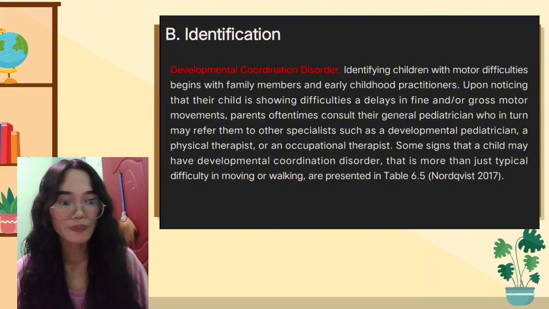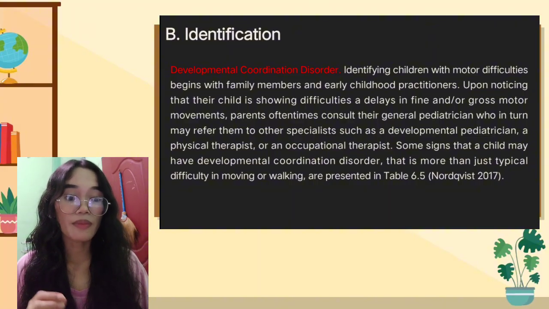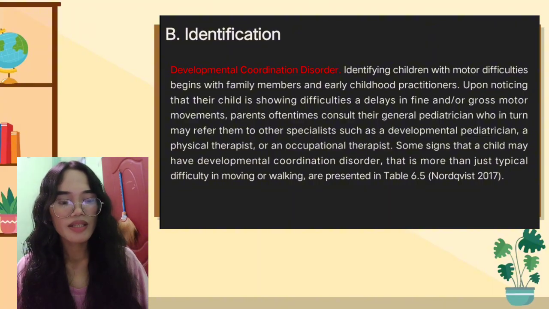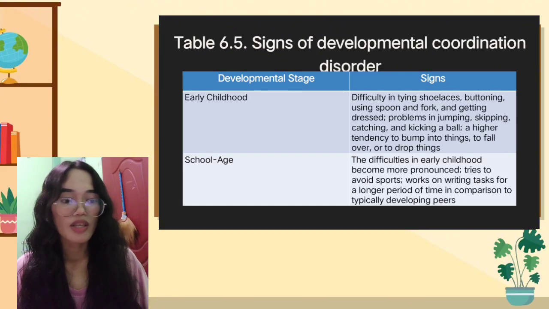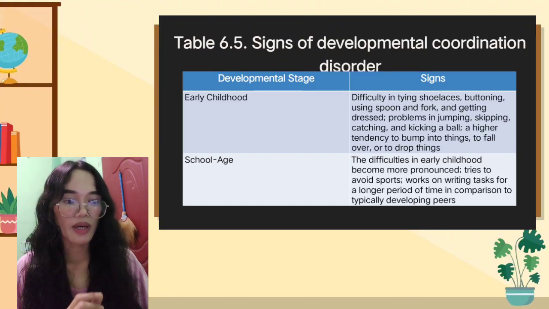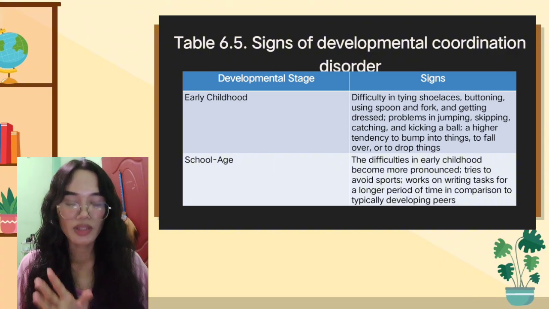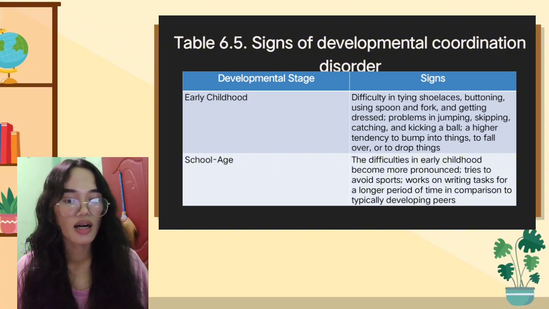So some signs that a child may have developmental coordination disorder is that is more than just typical difficulty in moving or walking are presented. So, meron tayo ditong sa table 6.5. Ito yung mga sign of developmental coordination disorder na makikitaan sa isang bata. So, pag nakitaan nito, is dapat ipakonsult siya sa general pediatrician para ipa-refer sa specialist. So, sa early childhood, ito yung mga sign.